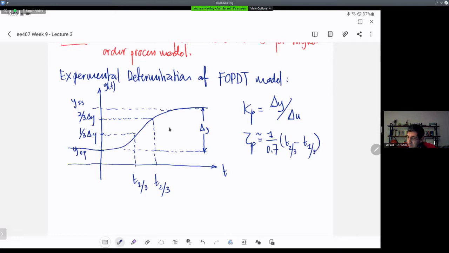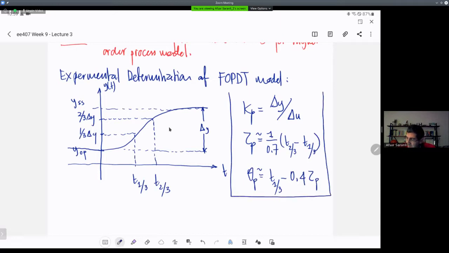Okay, and similarly from the same measurements, the time delay is measured by T13 minus 0.4 tau p. Okay, so that's one way of computing FOPDT parameters.